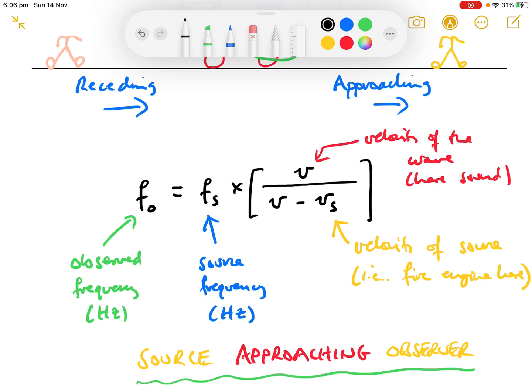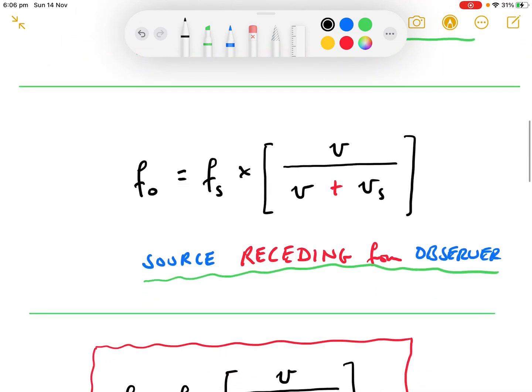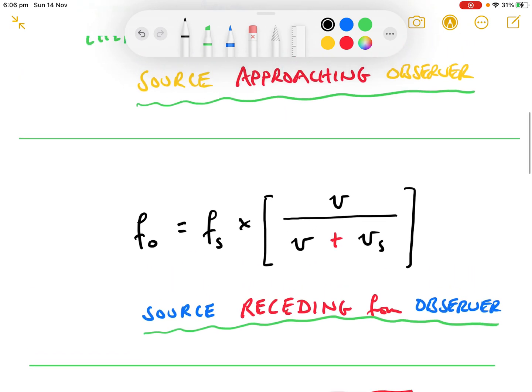little bit greater than the source frequency, because if you look at that fraction, you've got V on the top, and then you're dividing it by V, take away something. So the denominator, the downstairs of the fraction, is going to be a little bit less than V. So you're dividing a number a little bit less than V into V itself. So you get a number a little bit bigger than 1, and when you multiply that into Fs, you obviously increase it a little bit. So F naught will be bigger than Fs.